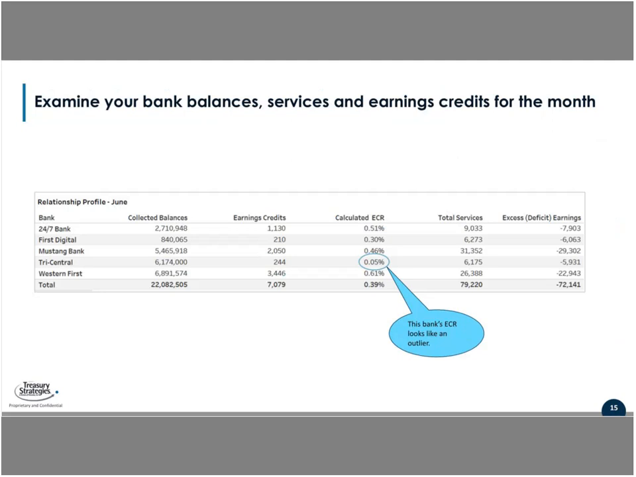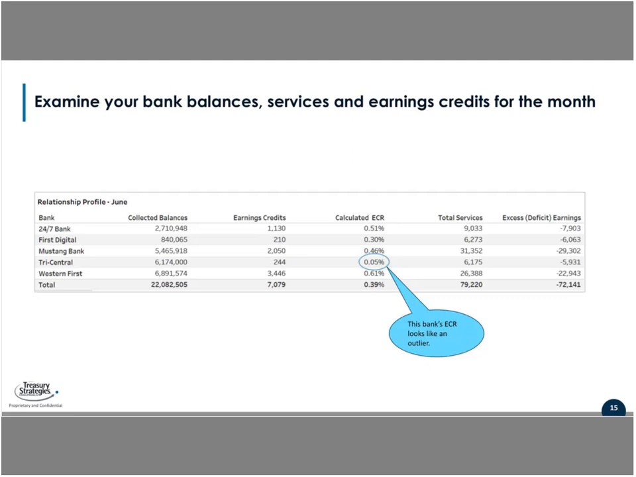I've got a report here that shows you balances, services, and earnings credits for the month for all your banks in one place, which is a really nice way to look at it because you can look for the outliers. If I run down that ECR column right in the middle of the page, I see everybody is a double-digit ECR and above 0.3, except for Tri-Central Bank, where I'm only getting a 0.05% ECR. So, kind of an outlier.